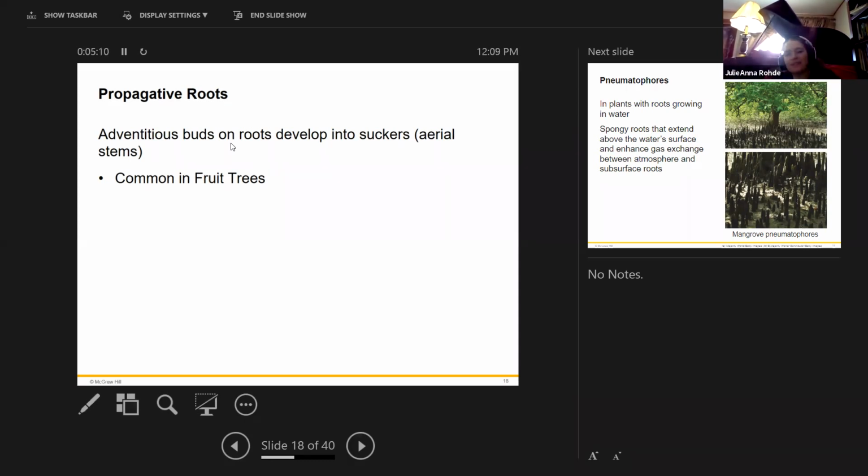Okay, so that's the argument, and that kind of begs the question. Well, okay, this is a propagative root. Does it go out and just extend that plant into another projection of that plant, or are we actually getting a new plant off of this? In most cases, if you cut the roots in between the original and the new, the plant that came up from that sucker would continue to live independently of each other.